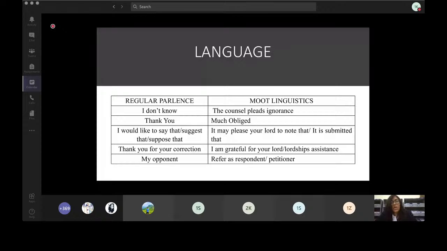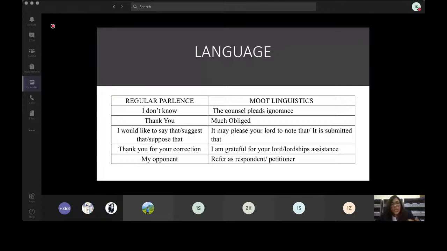So, in the course of your moot life, or when you're doing your oral presentation, you do not use the word "I don't know" or even the counsel pleads ignorance that way. However, if there is a situation where you're absolutely unaware about whatever the judge is talking about and you cannot in any way deal with it, in that situation, you can always say that the counsel pleads ignorance and would prefer if your lordship could provide certain assistance with regard to the case facts or something like that.